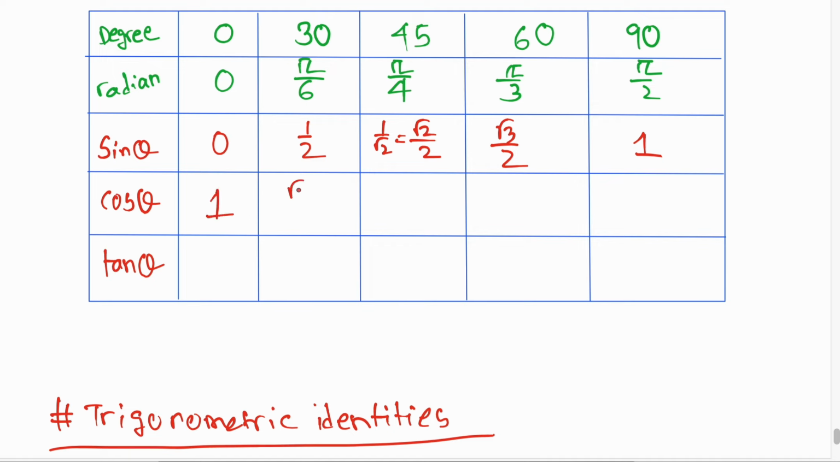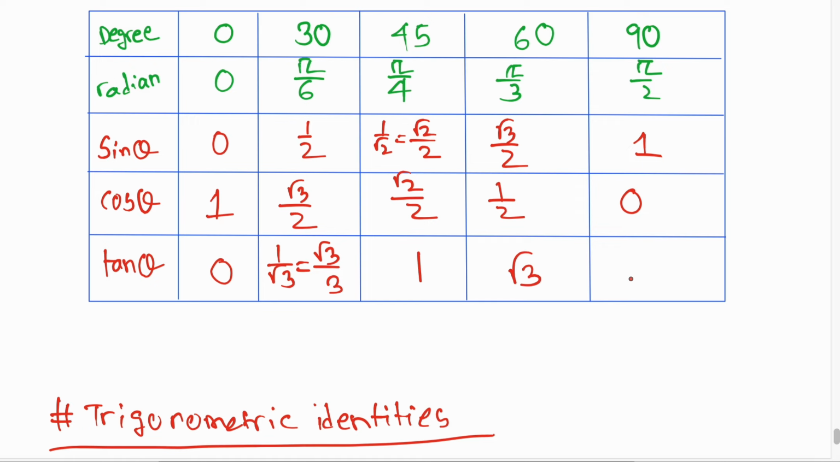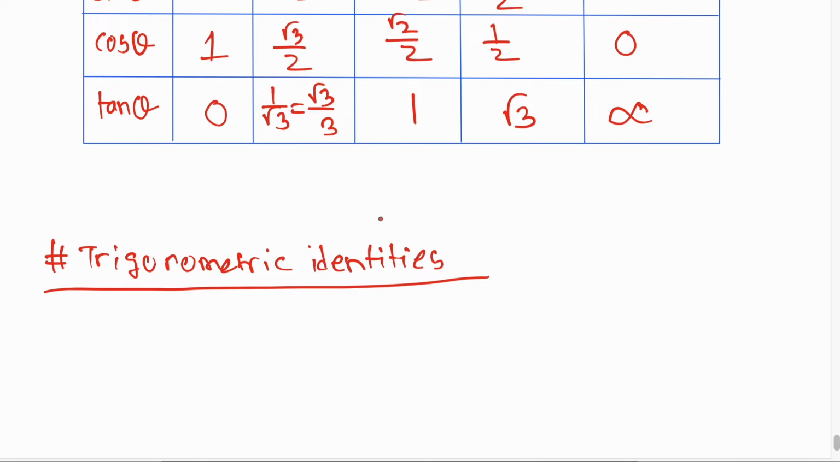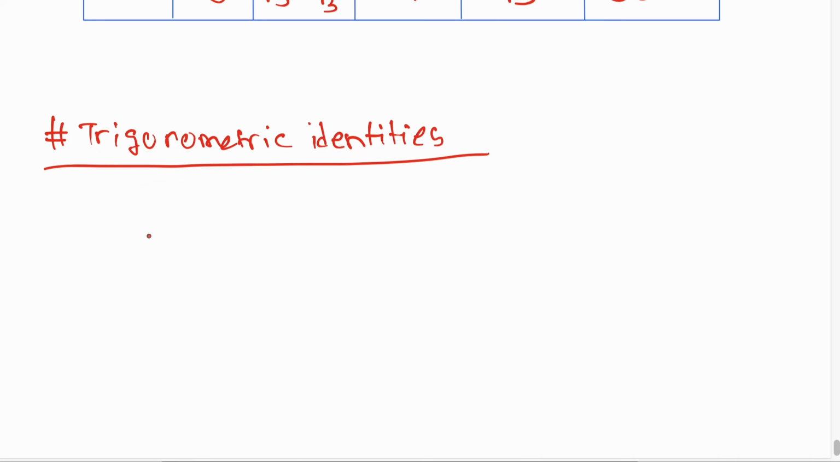Cos 30 means root 3 by 2, cos 45 means root 2 by 2, cos 60 means half, and cos 90 means 0. Tan 0 means 0, tan 30 means 1 by root 3, it means root 3 by 3. Tan 45 means 1, tan 60 means root 3, and tan 90 means infinite. Okay, infinity. Now trigonometric identities.